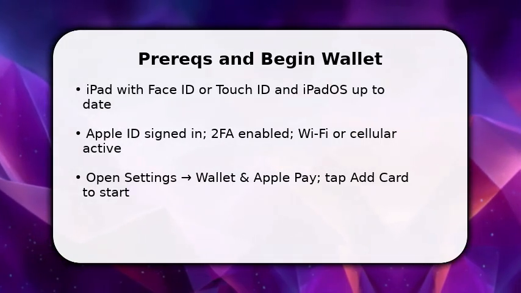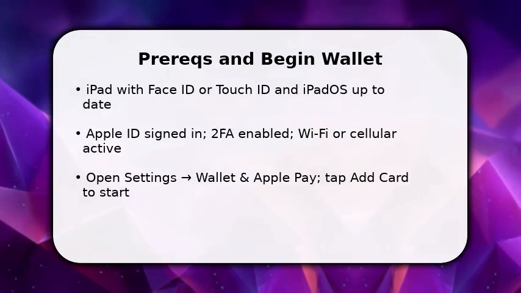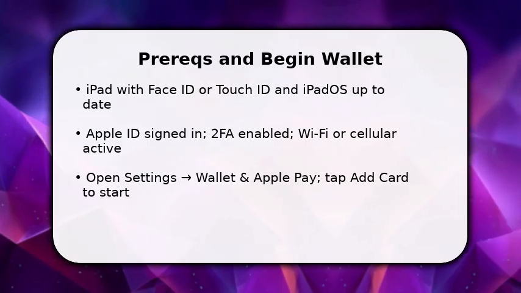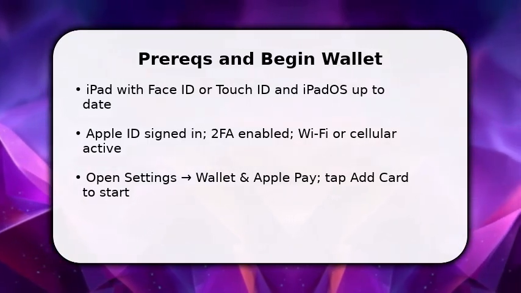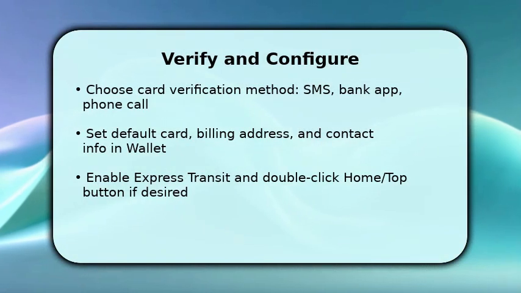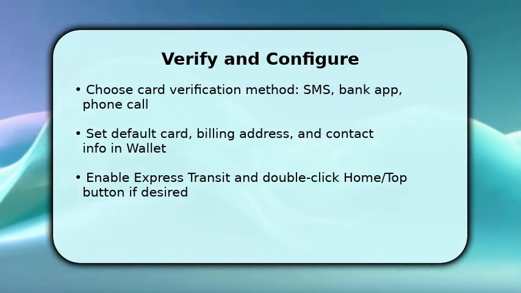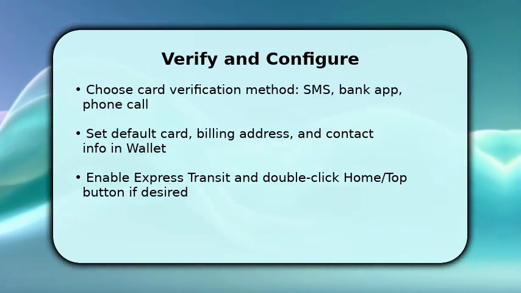Once done, the bank or card issuer will verify your card. Make sure to check any verification text or app prompt. This step links your payment instrument to Apple Pay, which is why verification is required. After adding the card, you'll verify it, often via SMS code, your bank's app, or a quick call. You must complete verification for the card to be active.